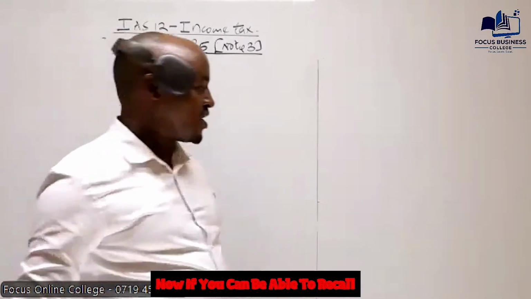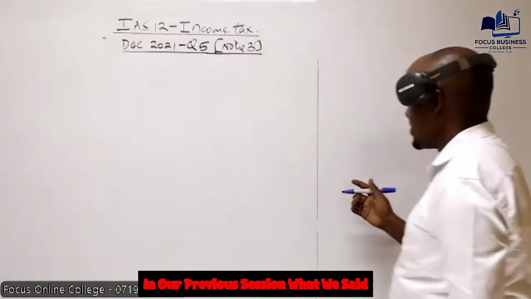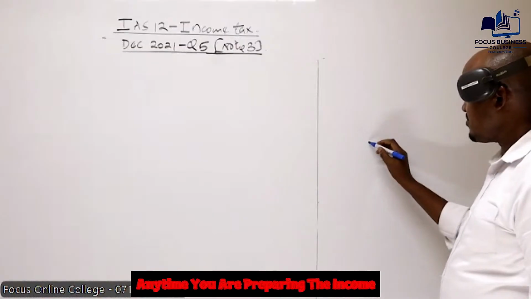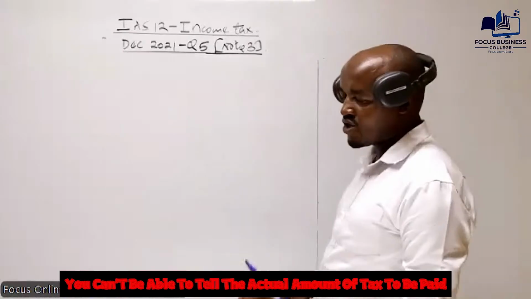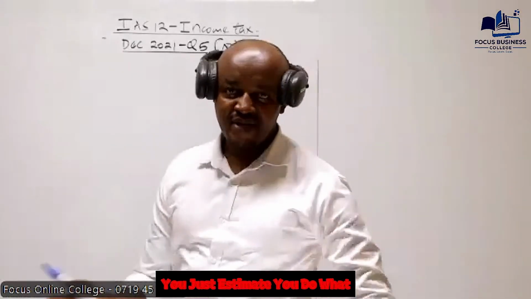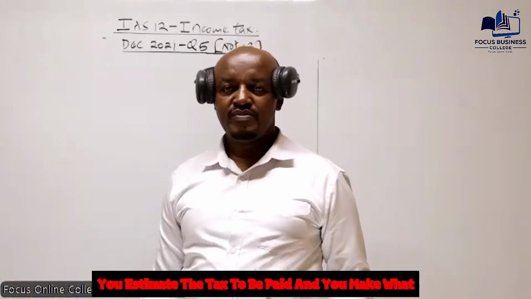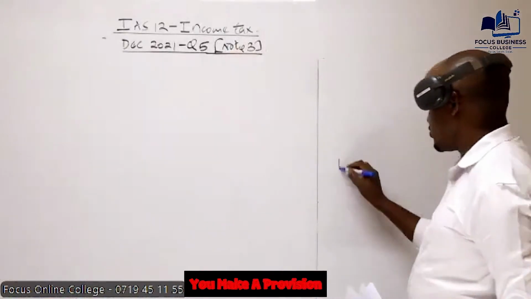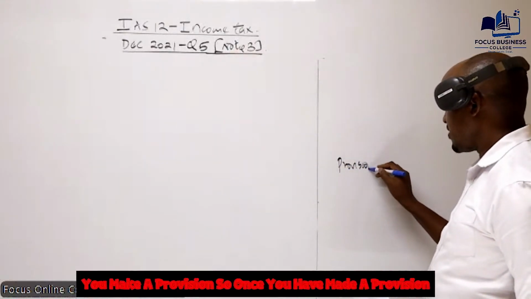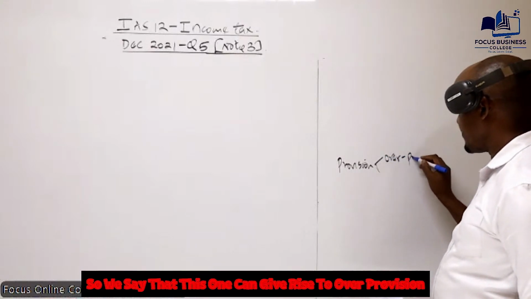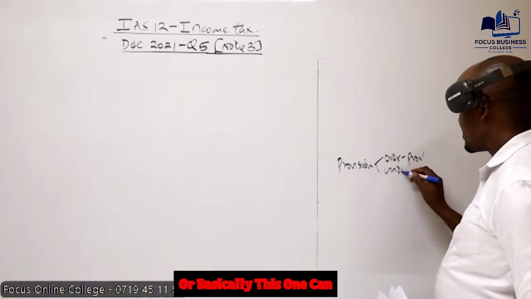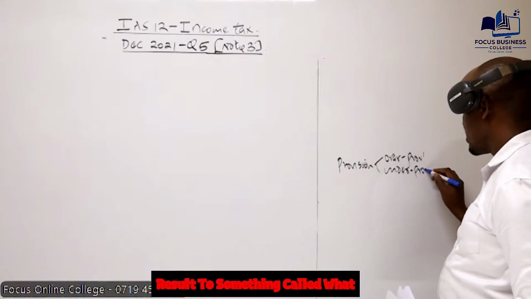deferred tax. Now, if you can recall our previous session, what we said is that as an accountant, anytime you're preparing the income statement or the financial statements, you can't tell the actual amount of tax to be paid. You just estimate the tax to be paid, and you make a provision. So once you have made a provision, this can give rise to over provision, or basically this can result in something called under provision.